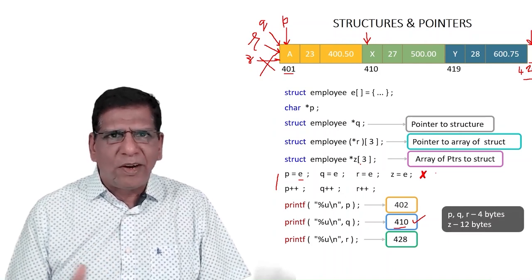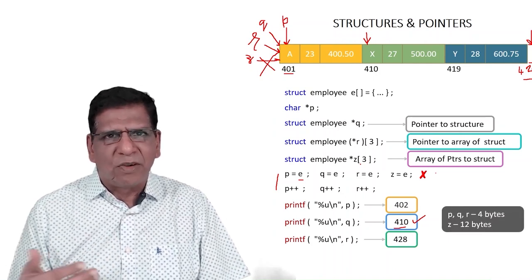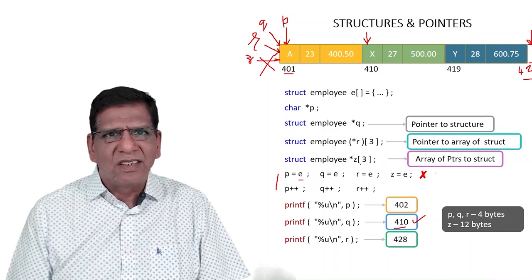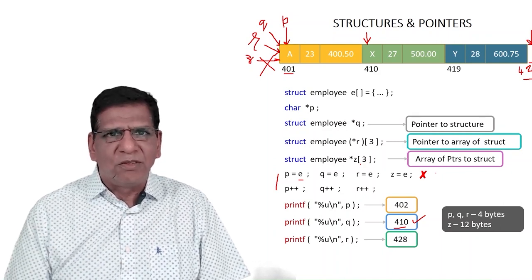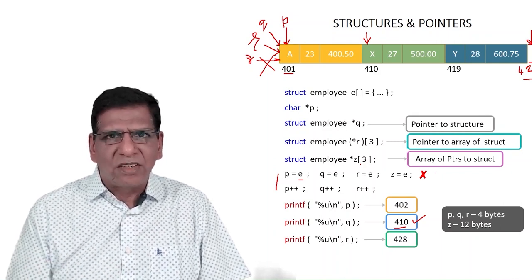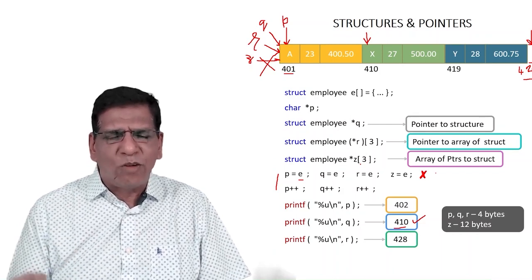I hope I have clarified enough the difference between different types of pointers. Moreover, the difference between a pointer to an array of structures and an array of pointers to structures. Those, R and Z, are very vital. The rest I think is fairly straightforward.